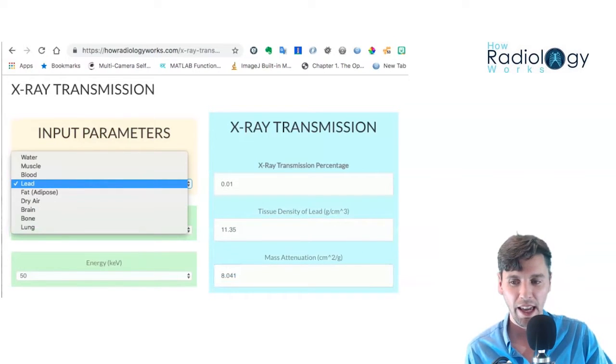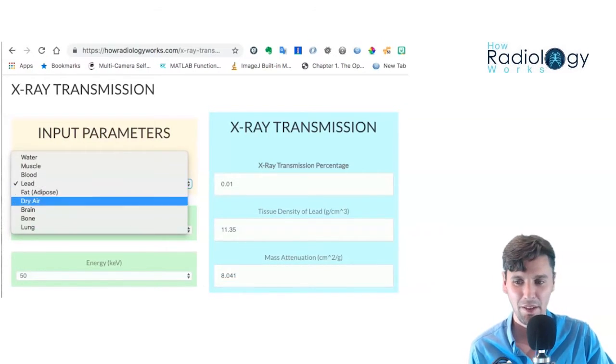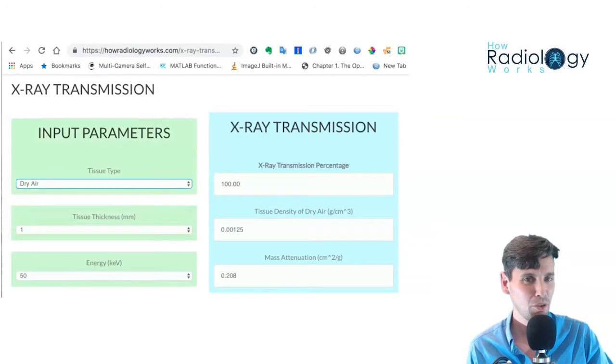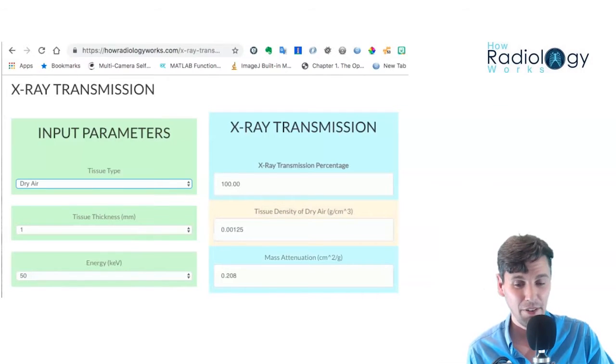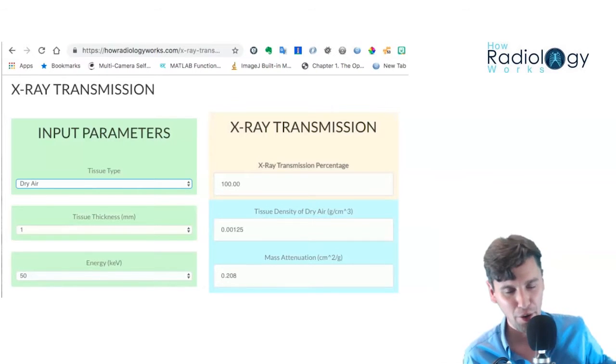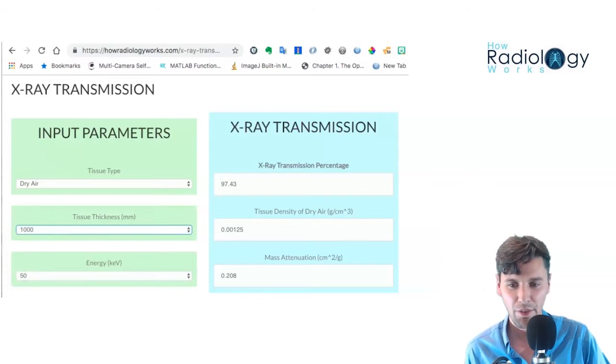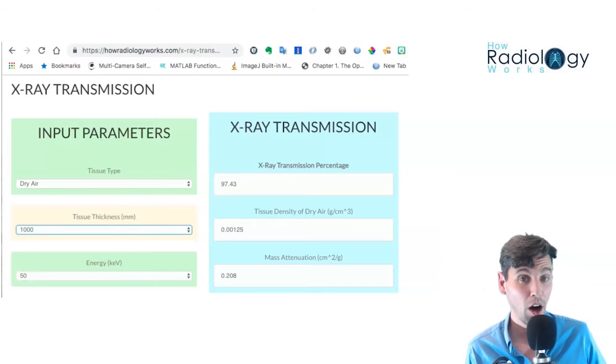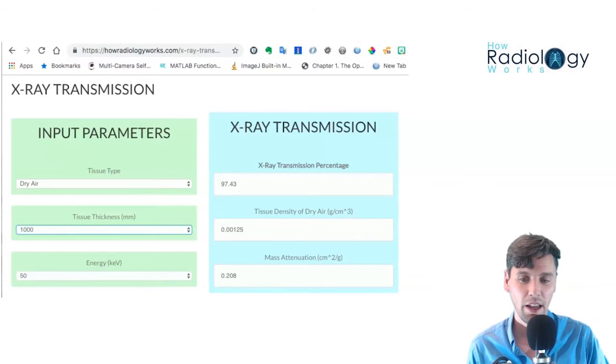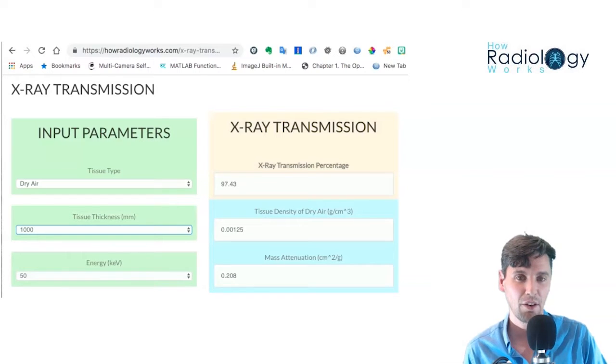And we can also look at the opposite of lead from an X-ray perspective, which would be dry air. So dry air, this is a similar mass attenuation coefficient of water, but it is not very dense at all, right? So for dry air, if you're talking about 1 millimeter, and to the precision that we're showing here, you're going to be getting basically 100% of the X-rays passing through. What happens if we go here and we talk about 100 centimeters of air? Now we're talking about 97% transmission.